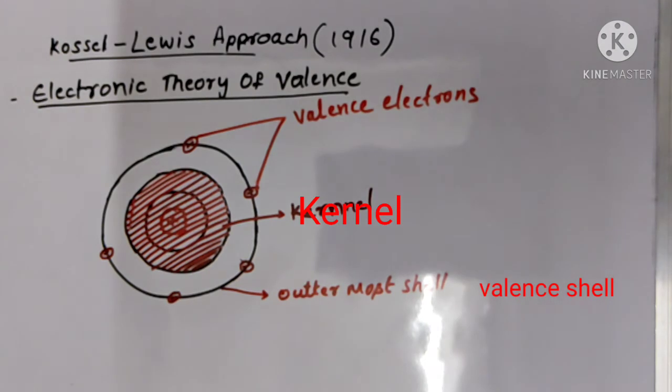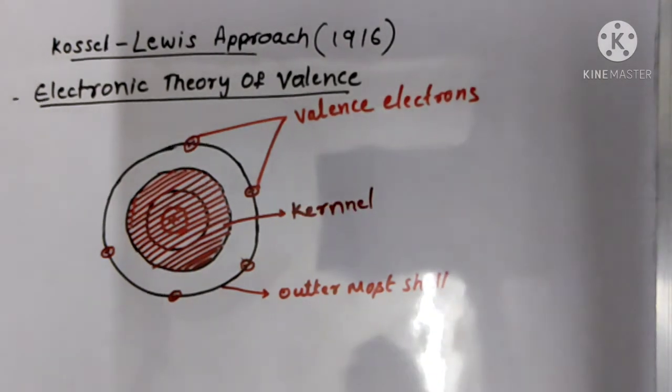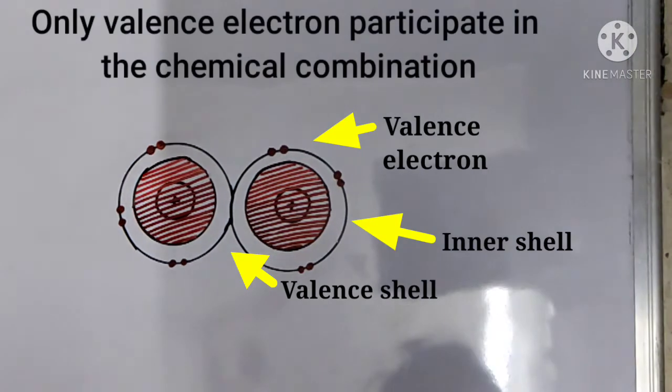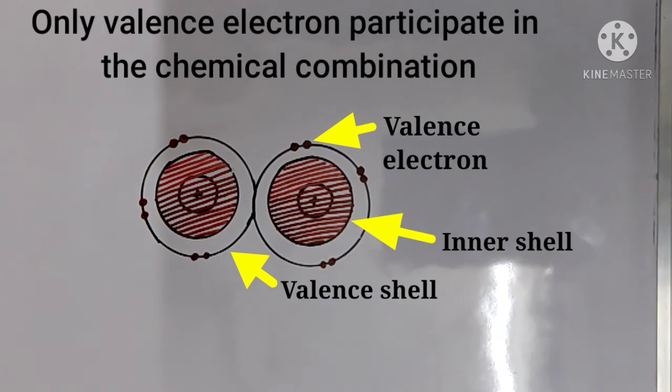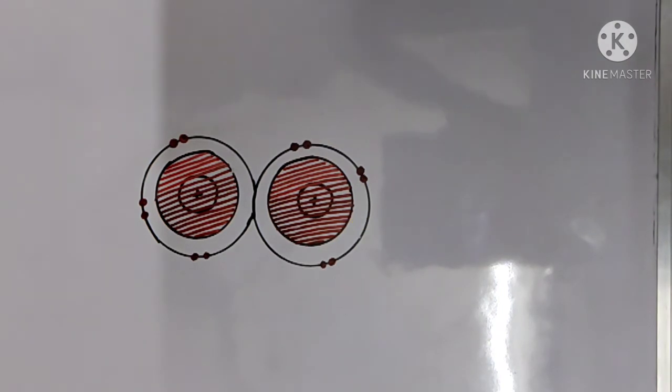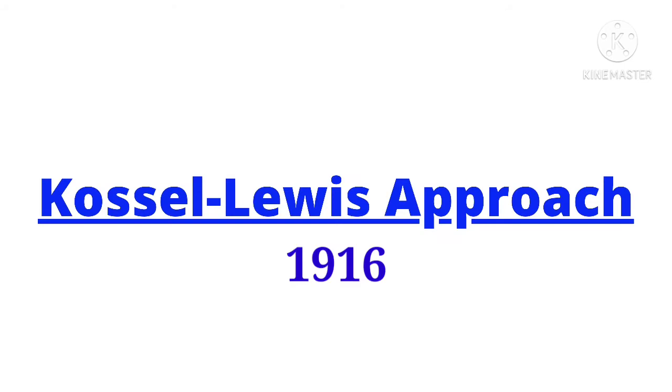The bonds between atoms are formed due to valence electrons. In a molecule, only the outer electrons participate in chemical combination, and they are known as valence electrons. The shell or orbital is called the valence shell, whereas inner shell electrons are not involved in the process of chemical combination. This is the older and basic Kossel-Lewis approach, which they explained logically.